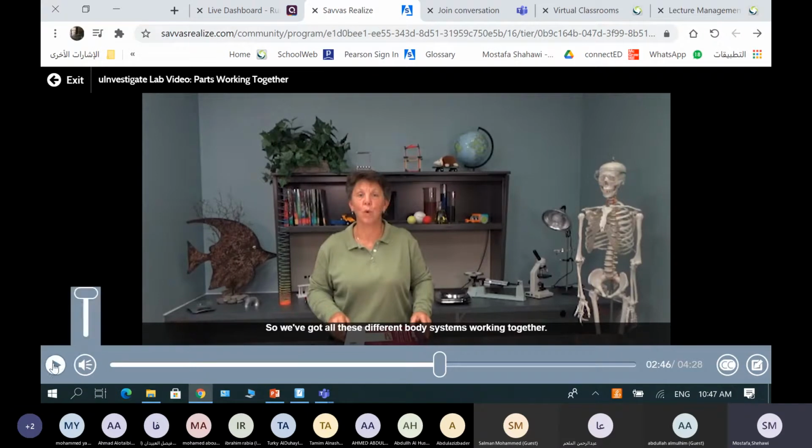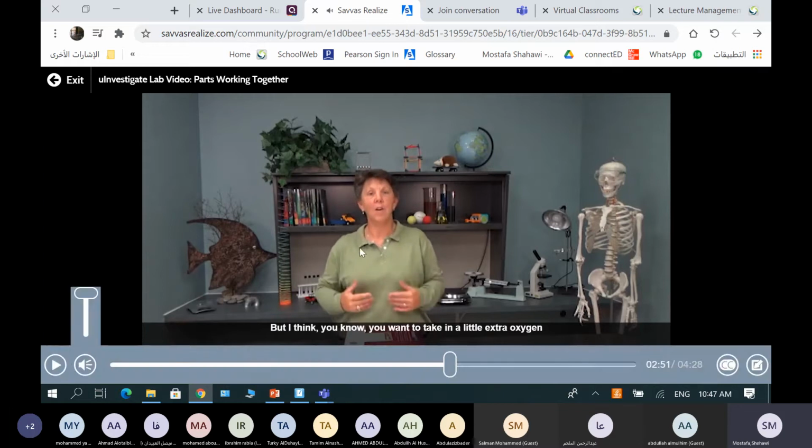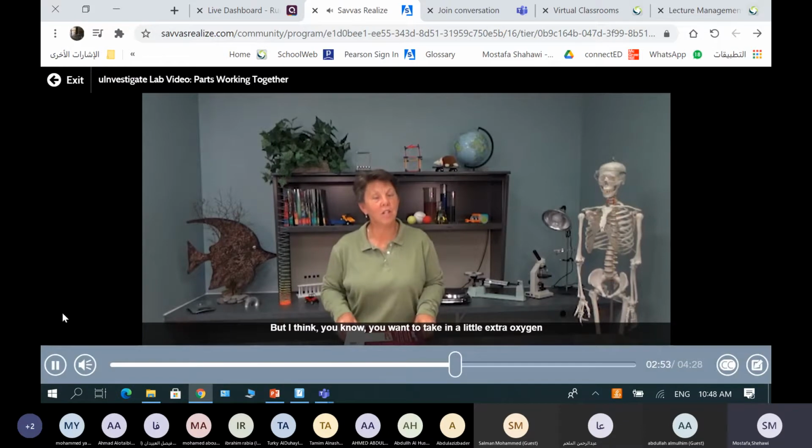Working together. I started breathing, not too heavy, but the respiratory system is also included, because if you are doing a job, running, climbing a mountain, you will need more oxygen, so you will breathe in at a higher rate to provide more oxygen to your body. You want to take in a little extra oxygen, so your respiratory system is involved.